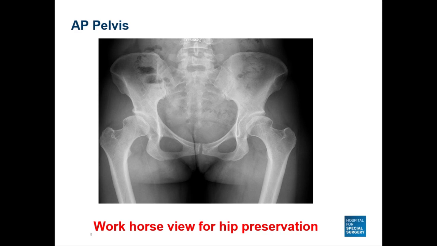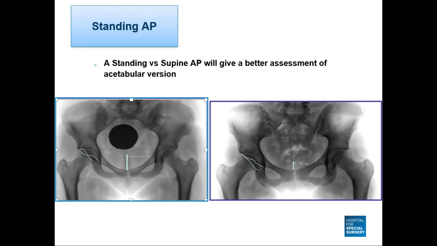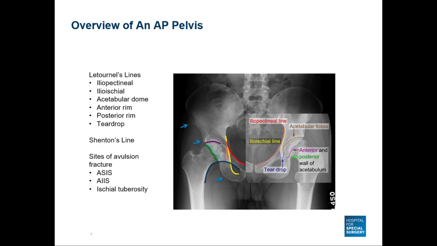The AP pelvis really is the workhorse for hip preservation. It's the view where we measure a lot of our angles for dysplasia. I will traditionally get a standing AP. A standing AP gives me a better assessment of acetabular version compared to a supine AP, and you can see that in this same patient, you can get a better sense of acetabular retroversion with the standing AP. And then, as with all hip pathology, you want to make sure that you understand the lines of the pelvis and how they relate to the specific pathology that you're dealing with, as well as other things that you may not think about, such as traumatic injuries.